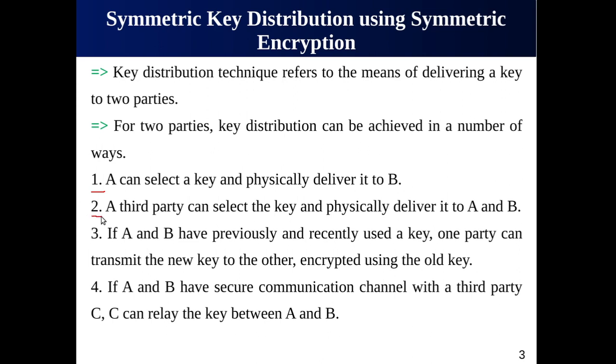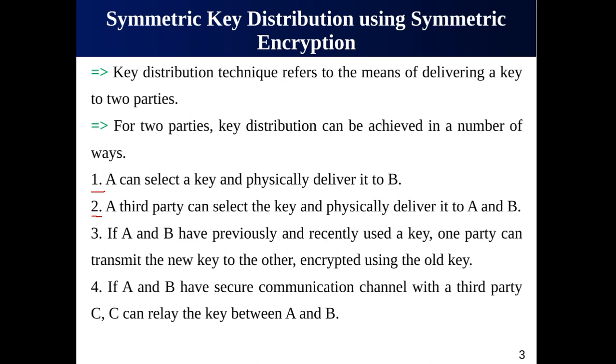Solution number two: instead of delivering the key directly to B, why not assign the responsibility to a third party? So according to point number two, a third party can select the key, and then the third party will be responsible for the physical delivery of the key to both the communicating parties A and B. So the difference is that in one, one of the communicating parties selects the key, while in two, a third party selects the key and then physically delivers it to A and B. That is the main difference between these two.